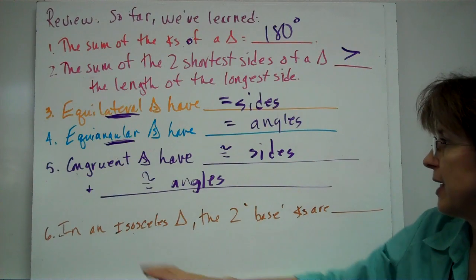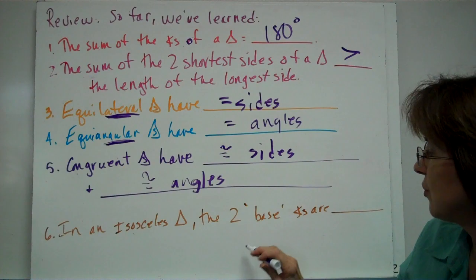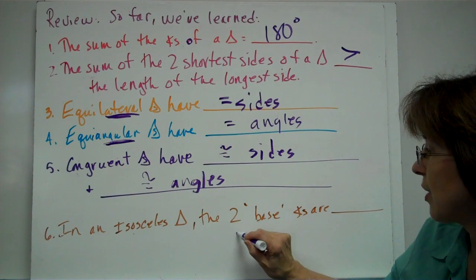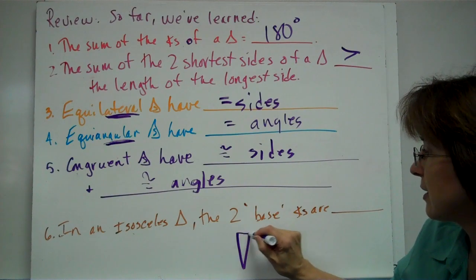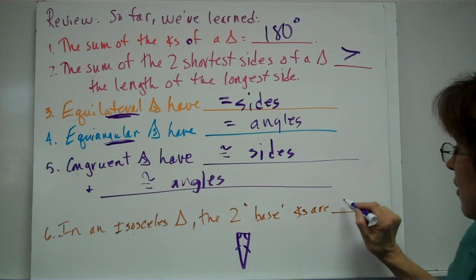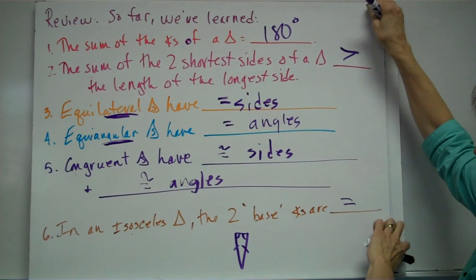Okay, number 6, in an isosceles triangle, the two base angles, the two angles that come off the two legs that are the same, doesn't necessarily have to be on the bottom. You could have an isosceles triangle like this, and those two sides are the same. These would be your, in a sense, base angles. They are equal. Okay, those two are the same. All right, next one.